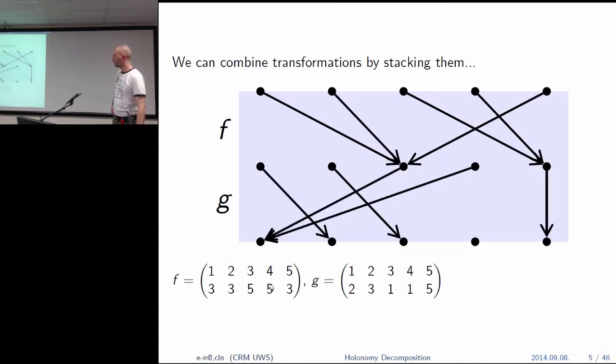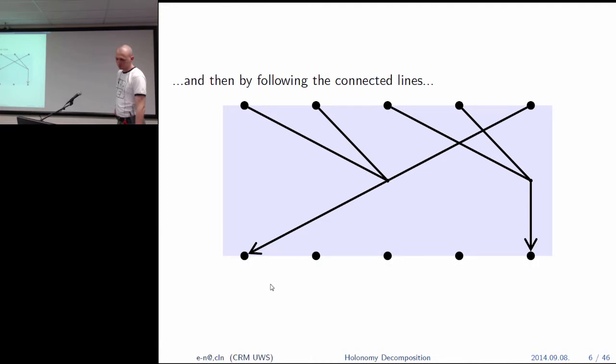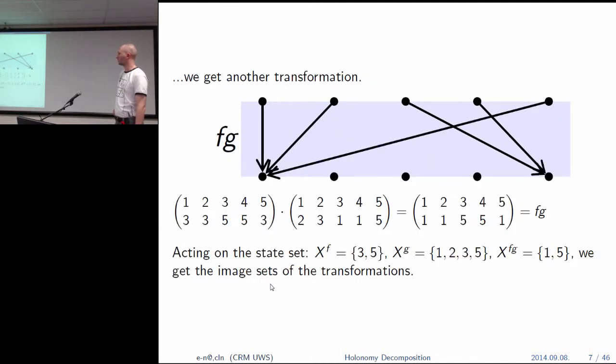Well, we are talking about algebraic structure, so when we have a set of transformations, of course we want to have some operation. Our operation here is just the combination of these transformations as function composition. Diagrammatically, it looks like stacking these images and following the connected lines. Then, of course, you simplify it and you get a new transformation.